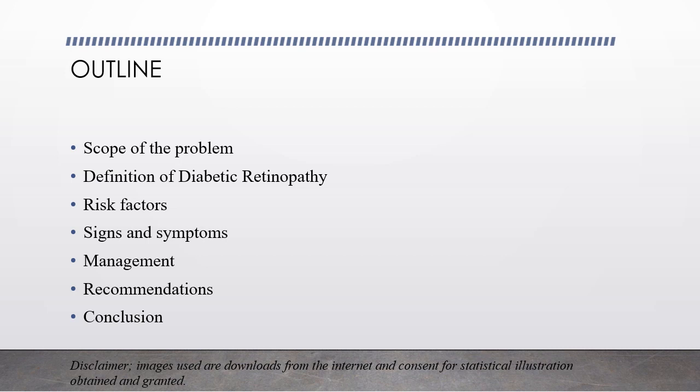My outline will basically be trying to focus on the scope of the current problem at hand with an illustration from a local hospital. And then from there, we'll go on to discuss the definition, risk factors, signs and symptoms, management, recommendations, and the conclusion. Please remember, the focus will be on diabetic retinopathy in pregnancy.